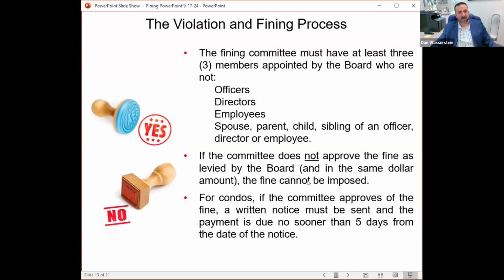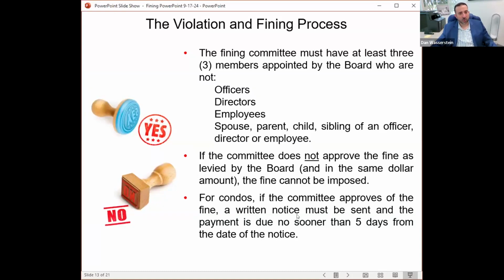As I said earlier, the fining committee can only give the thumbs up or thumbs down. If the fining committee does not approve the fine levied by the board, it's not imposed. Now, that doesn't mean that the board can't restart the process and try again to get a fine levied. It just means that that violation and that fine are not imposed. And if the board wants to revisit it, and if the violation has not been cured, then the board would have to restart the process again from step 1.